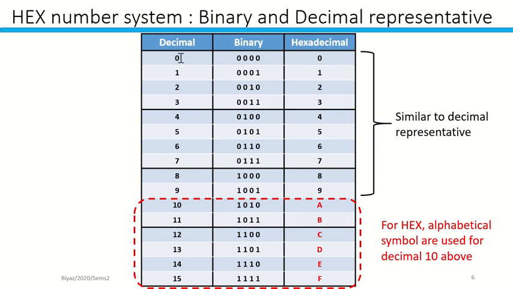So we start with decimal 0. The binary is 0000, and hexa is also 0. Then you have 1, and the hexa is 1. 4 is also 4. 9, the binary is 1001 and hexa is 9. 10 in decimal is considered as A, and then 11 is B, 12 is C, 13 is D, 14 is E, and 15 is F.